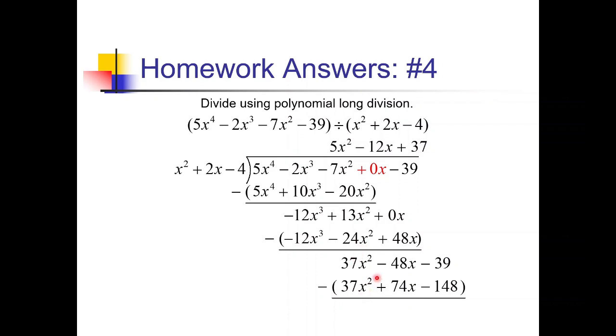37x squareds are gone. We have negative 48x minus a 74x, so that's going to be a negative 122x, I believe. Yep. And then negative 39 minus negative, so plus 148. So let's see, 148 minus 39, that would be 109, so plus 109. So when the dust settles on this one, we have a quotient of 5x squared minus 12x plus 37, that's part of our answer, plus we have this remainder of negative 122x plus 109 over the divisor x squared plus 2x minus 4.